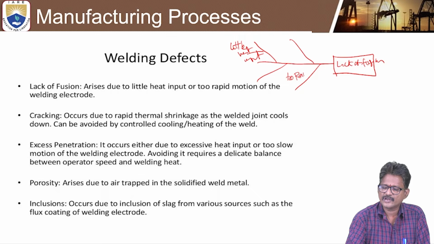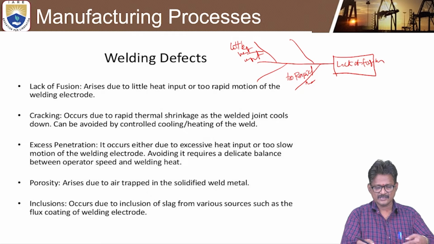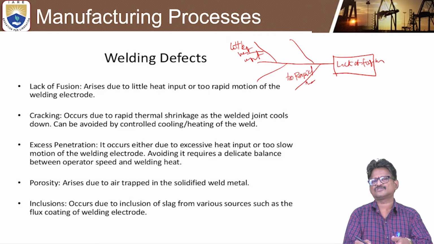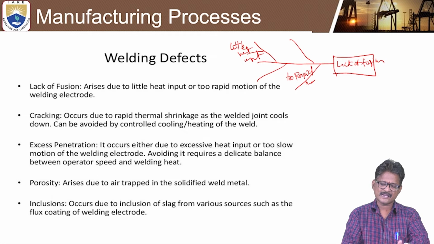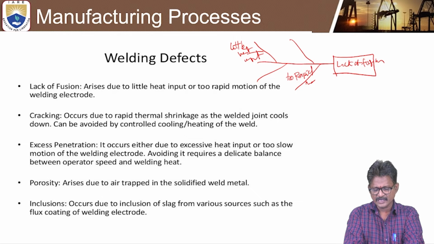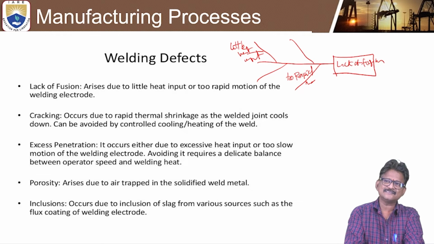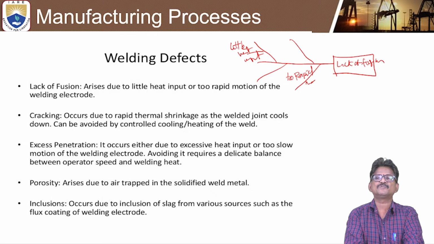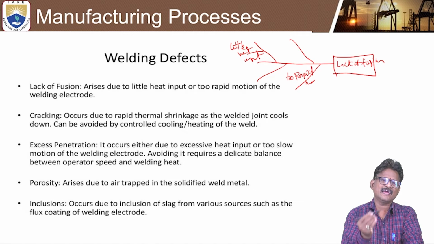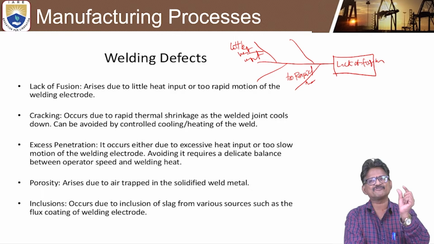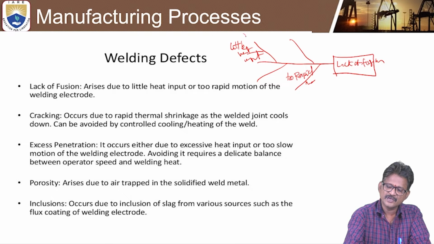Too rapid motion means there is a disturbance between the electrode and torch, and it should not have such movement. The motion should be very smooth. Once you fix the electrode and torch, it should move uniformly at exactly the same speed. If the speed increases, there is a problem. If the speed decreases, there is a problem in the joining of the two pieces in the welding process. That is why, to improve lack of fusion, we should maintain the appropriate heat input. This can be done properly.